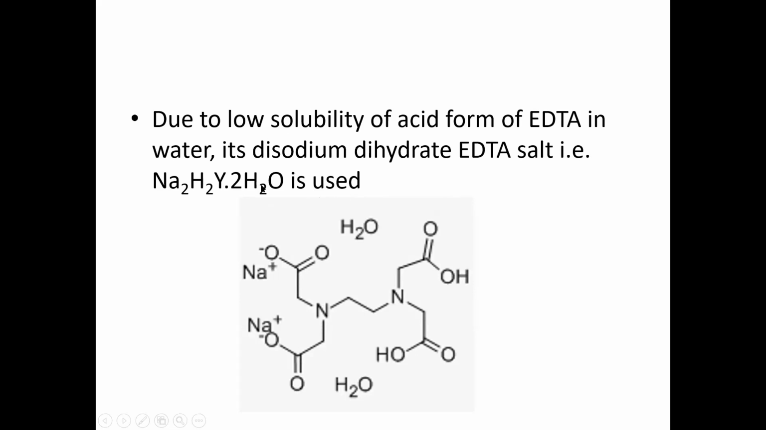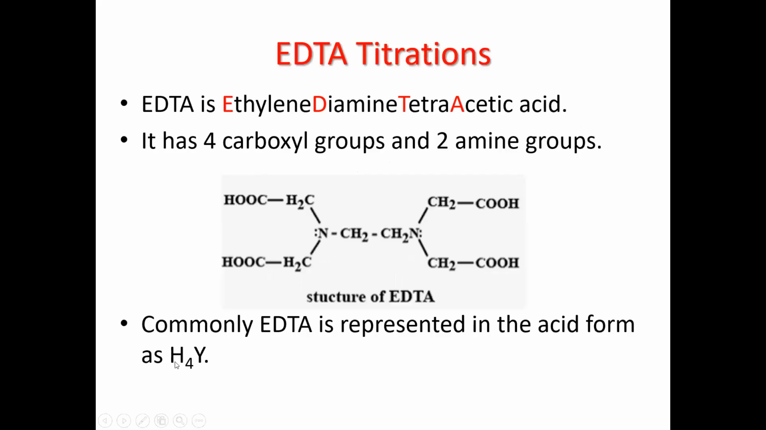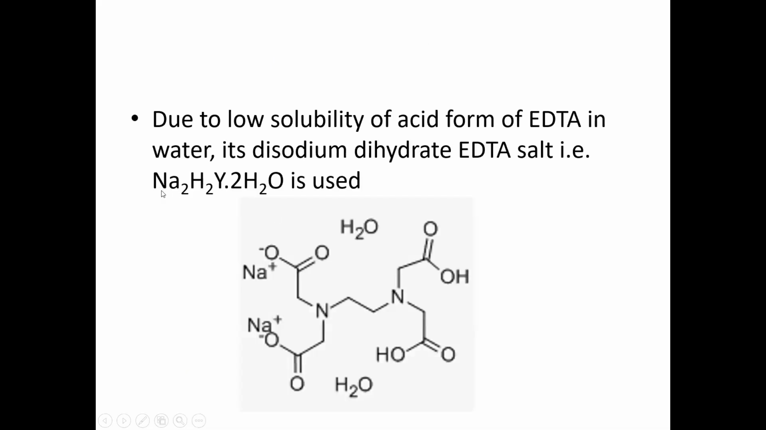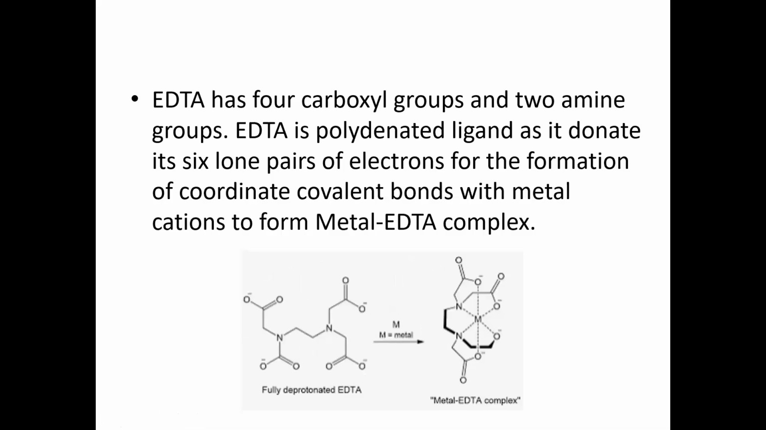Na2H2Y, 2 water. And that means that 2 of the hydrogens have been replaced with sodium. But simply put, your EDTA is H4Y, but in the disodium form, 2 of these hydrogens have been replaced with sodium. So we now have Na2H2Y and the water of crystallization that's there. So this is the soluble form of the EDTA that can be used for complexometric titration.